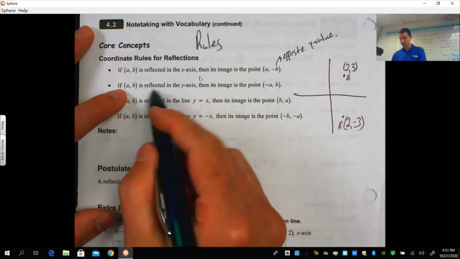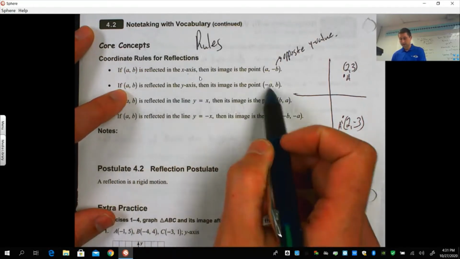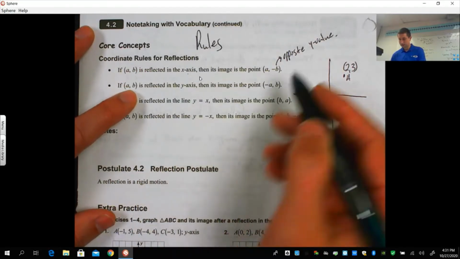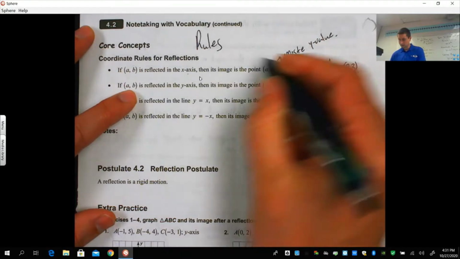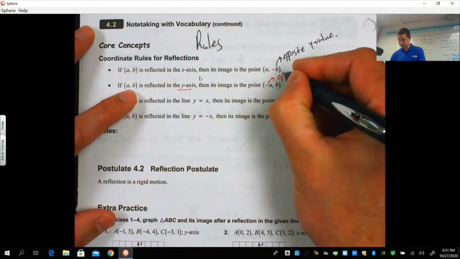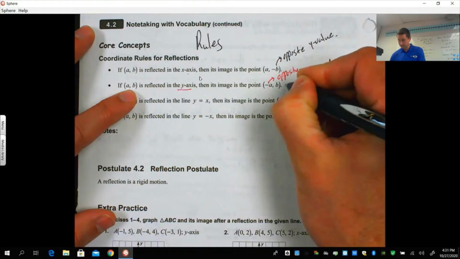If A, B is reflected in the y-axis, then notice it's the opposite of A, B. So when you do the y-axis, it's the opposite x value.